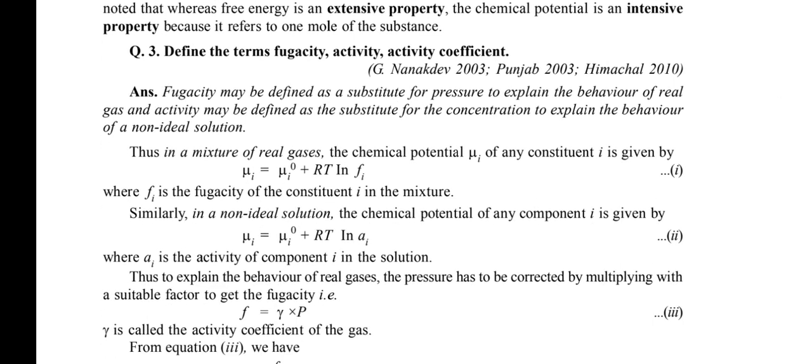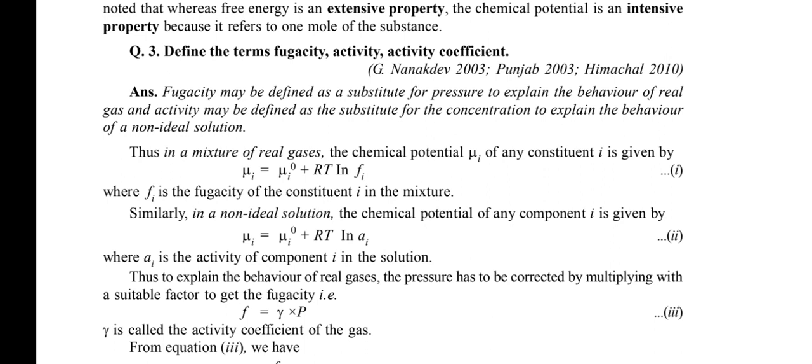Question number 3. Define the terms fugacity, activity, activity coefficient. Fugacity may be defined as a substitute for pressure to explain the behavior of a real gas, or activity may be defined as the substitute for concentration to explain the behavior of a non-ideal solution. Thus, in a mixture of real gases, the chemical potential mu i of any constituent i is given by mu i equal to mu i naught plus RT ln Fi, where Fi is the fugacity of the constituent i in the mixture. Similarly, in a non-ideal solution, the chemical potential of any component i is given by mu i equal to mu i naught plus RT ln Ai, where Ai is the activity of component i in the solution.